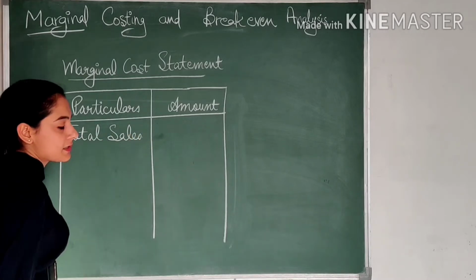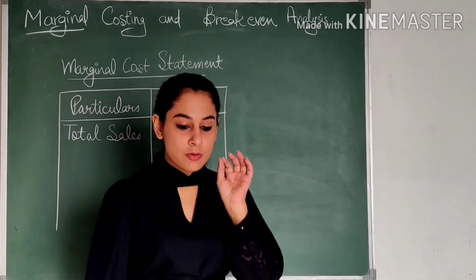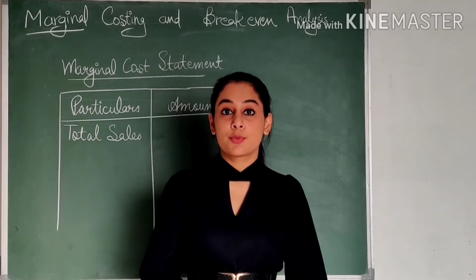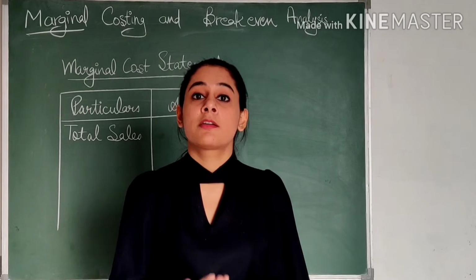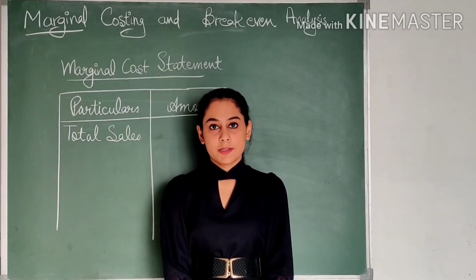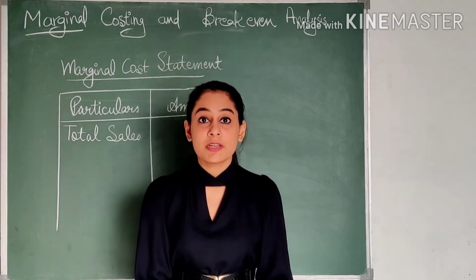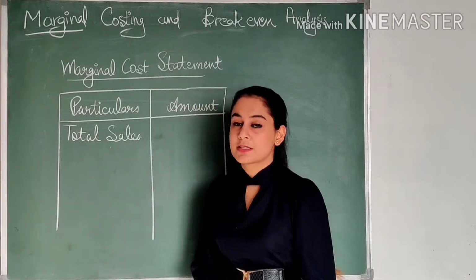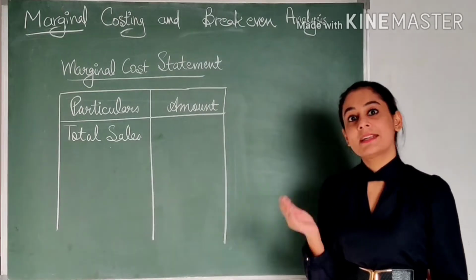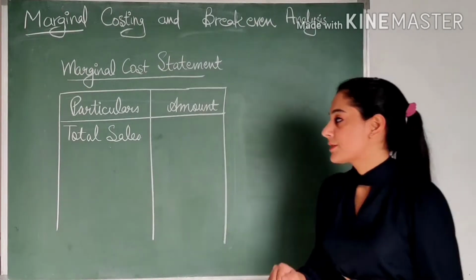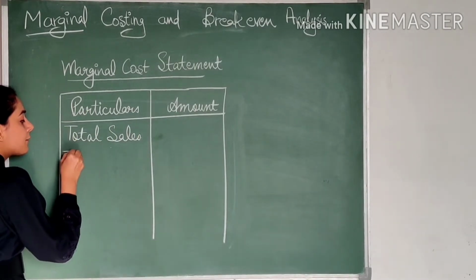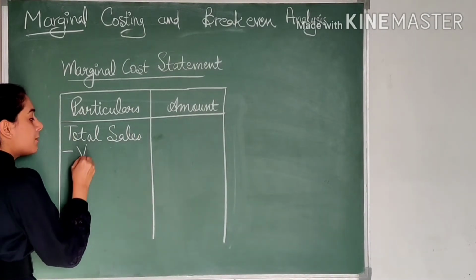the total sales. Total sales should always be given in the question, because you need to calculate whether we are in profit, in loss, or at the break-even point. While in the question of cost sheet, the question ends at total sales, but here, in the marginal cost statement, it starts with total sales. So first of all, total sales, then you have to deduct variable cost.